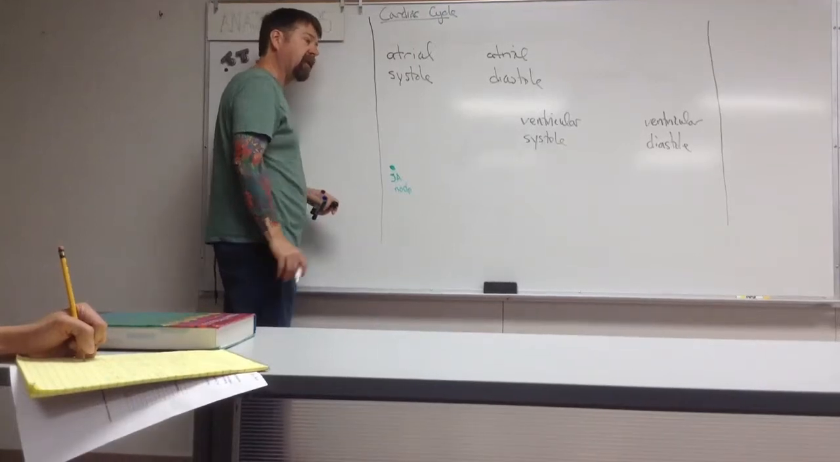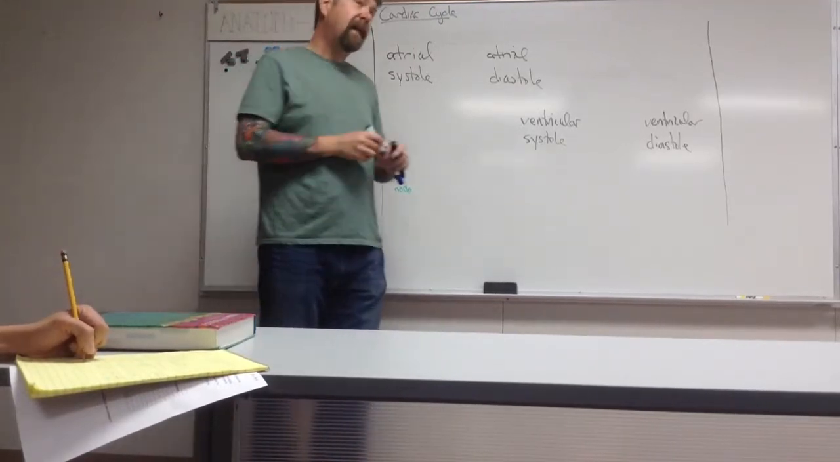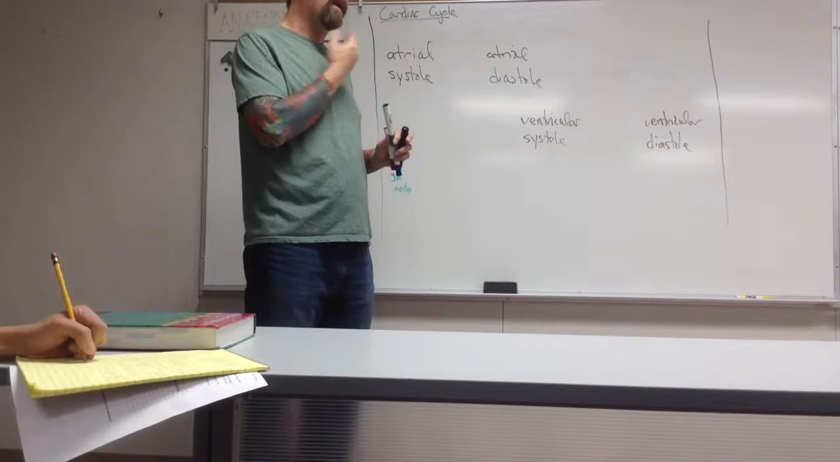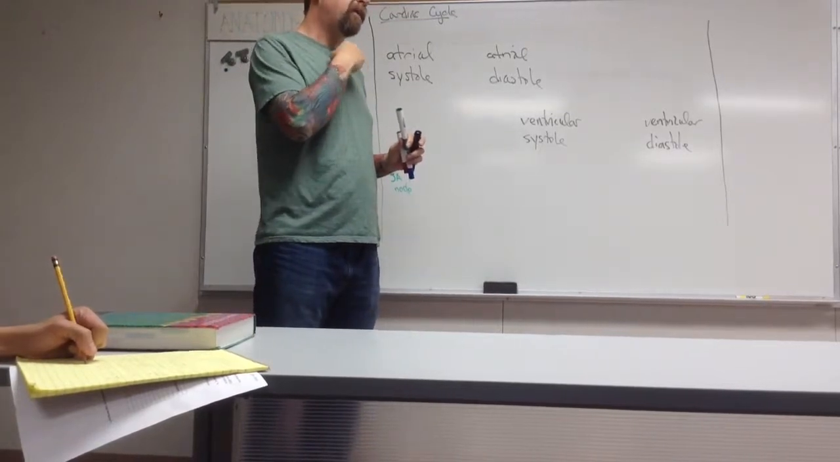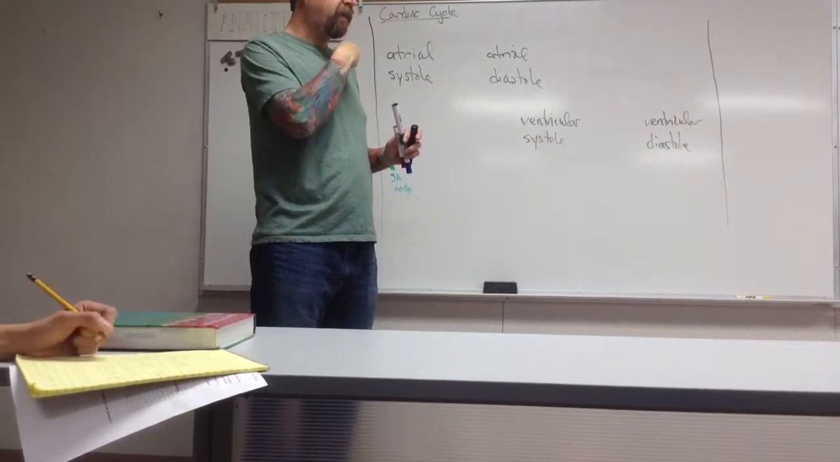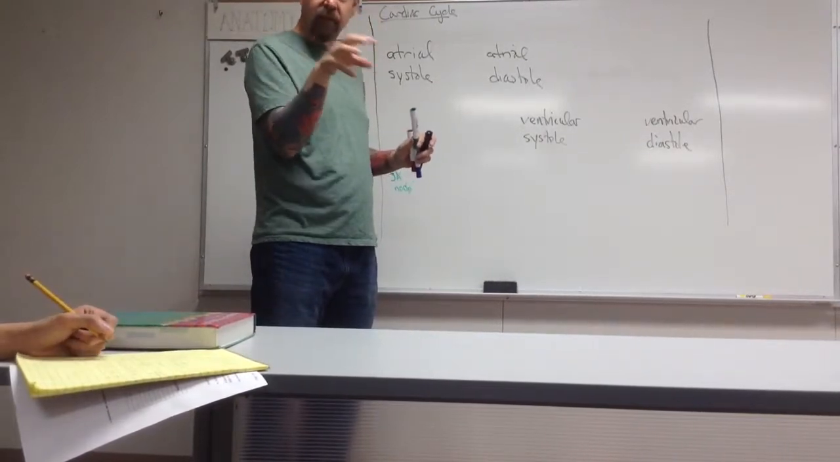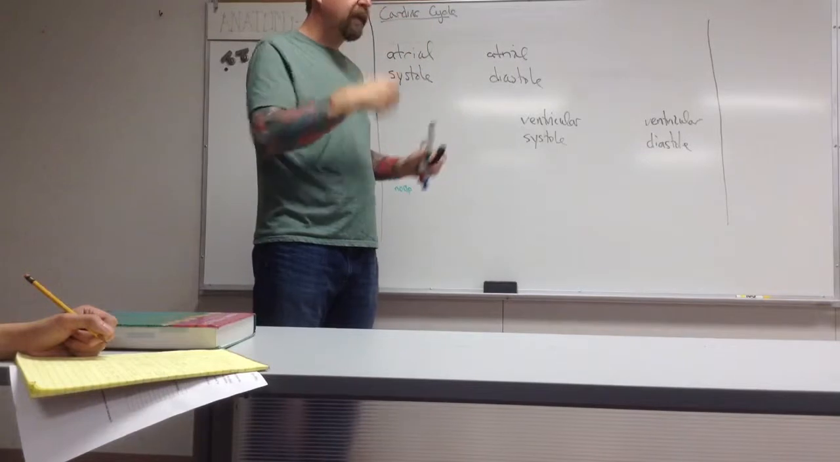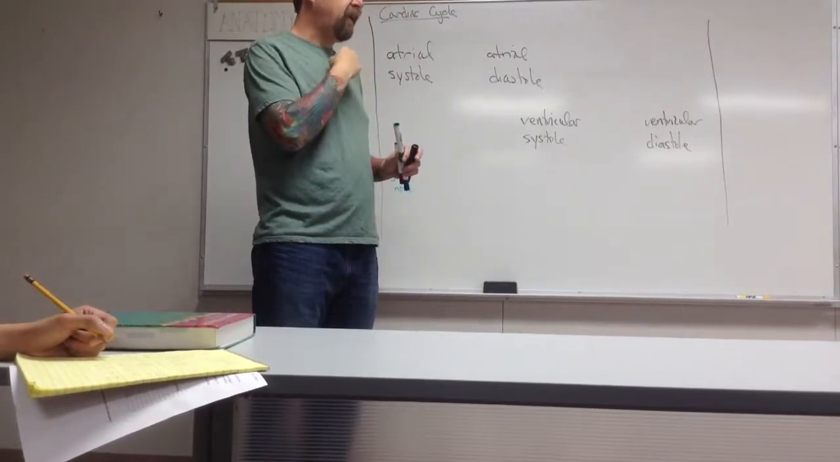They're found in the SA node, which sits in the right atrium, kind of medial, where the superior vena cava empties into the right atrium. There's a little specialized group of cells. You can't see it as anything different. It doesn't look different physically, but that's where these specialized cells are.